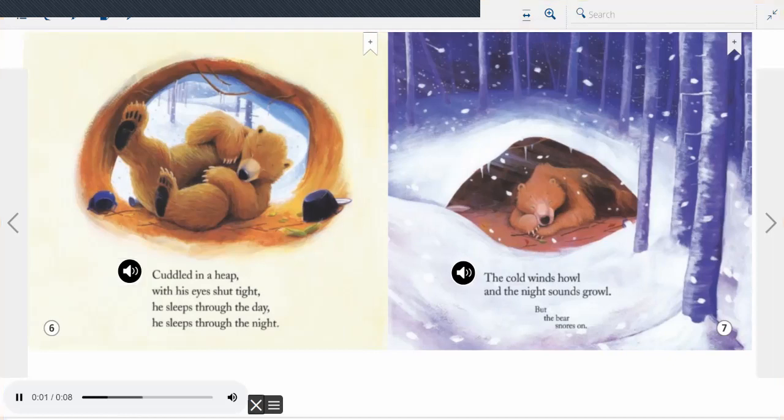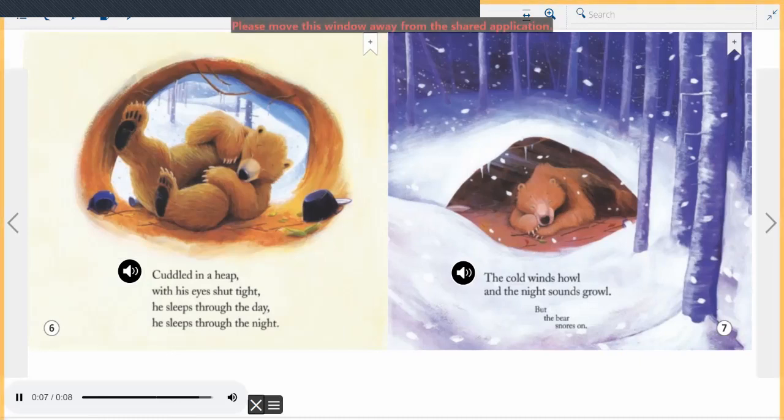Cuddled in a heap, with his eyes shut tight, he sleeps through the day, he sleeps through the night. The cold winds howl, and the night sounds growl, but the bear snores on.